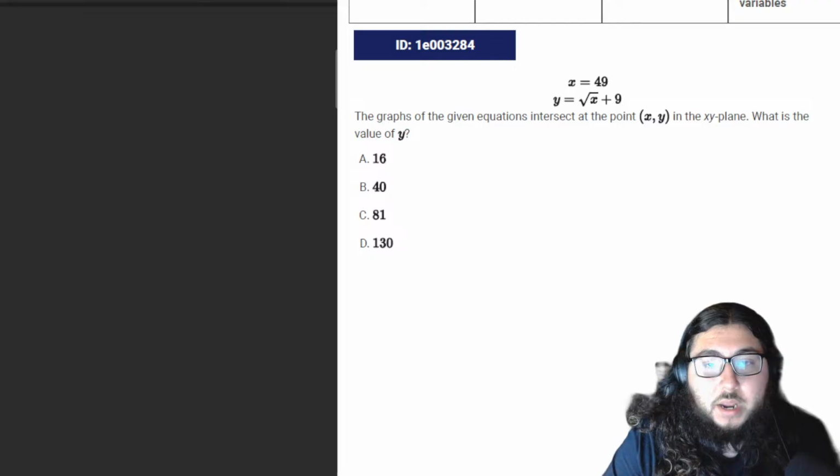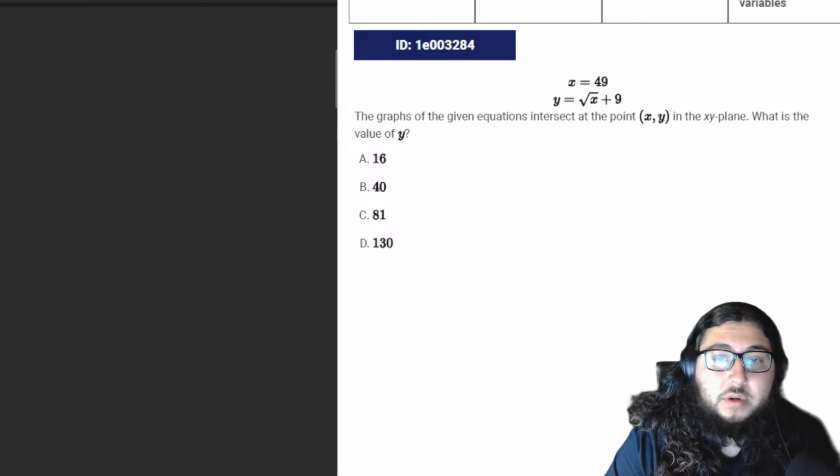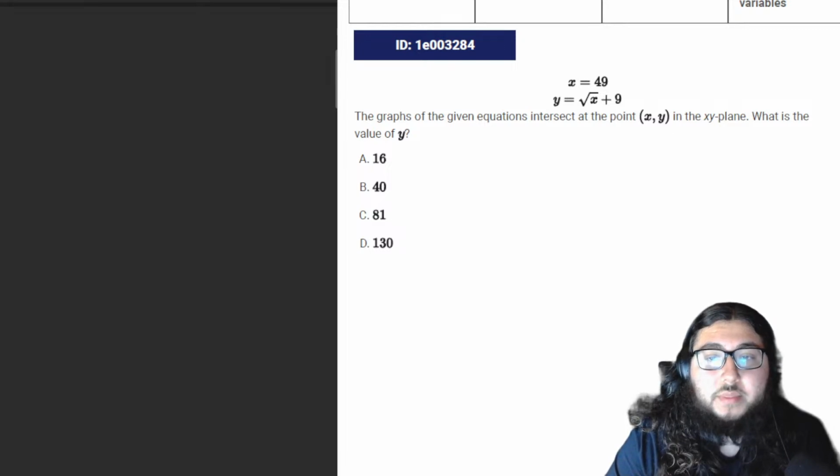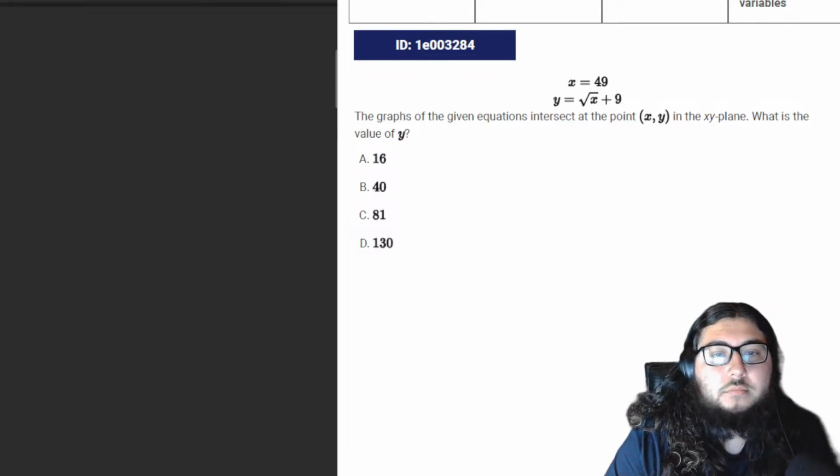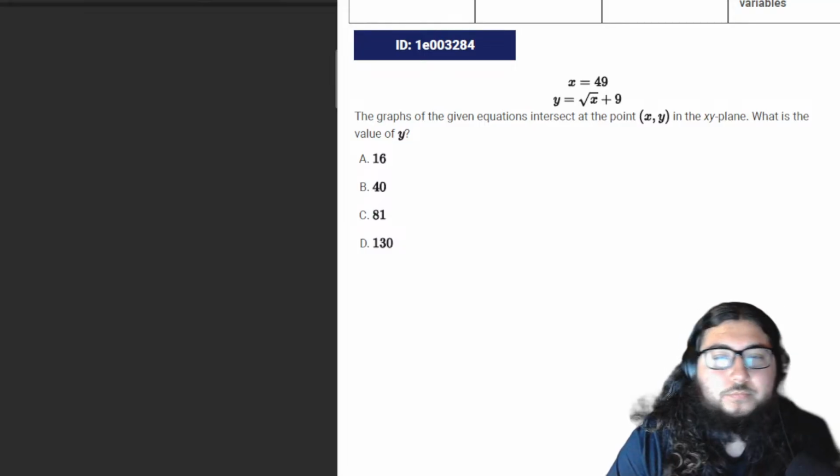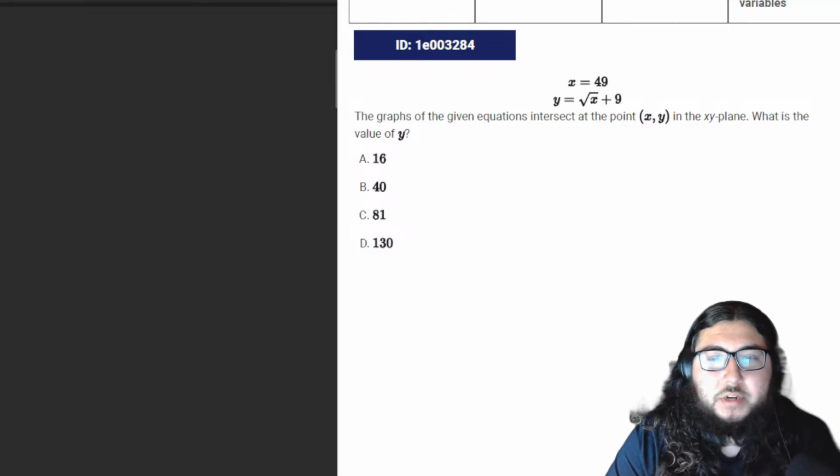So x is equal to 49, y is equal to the square root of x plus 9. The graphs for the given equations intersect at the point x, y in the xy-plane. What is the value of y? Well, this is kind of a trick question.